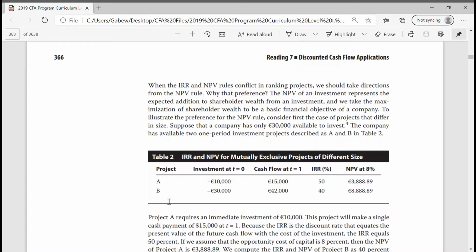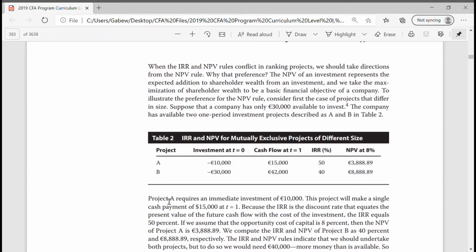Why? Because NPV represents the expected addition to the shareholders' wealth from an investment, and we take the maximization of shareholders' wealth to be the basic financial objective of a company. So, the maximization of financial wealth for the shareholders.